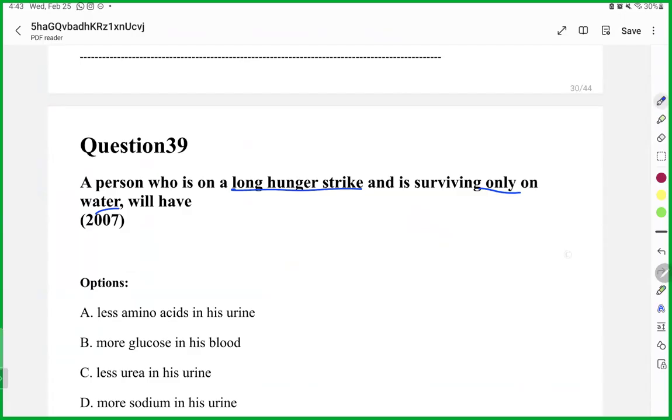A person who is on a long hunger strike and is only surviving on water will have less amino acid, basically more glucose in his blood. So will it be less urea in his blood? Option C, sir. Yes, because no food means no urea formation. No urea is produced, yes, sir.